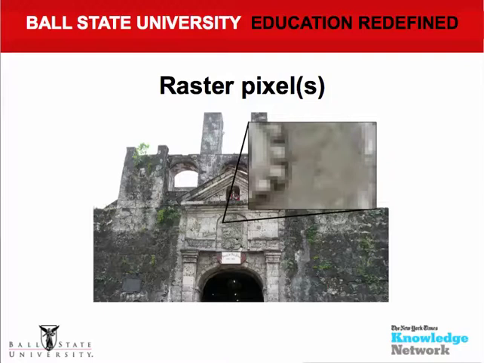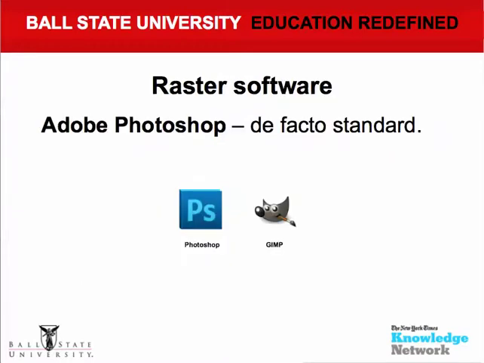Here's a photo of a monument in the Philippines. I'm blowing up a section of it and you can start to see the pixels or the blocks of information that make up this image. And you can see how each pixel is one square that is a single color, but once we start to stack all those pixels up, we can create the color changes and the shadowing necessary to represent a photo on our screen. There are quite a few programs that will allow you to create raster graphics.